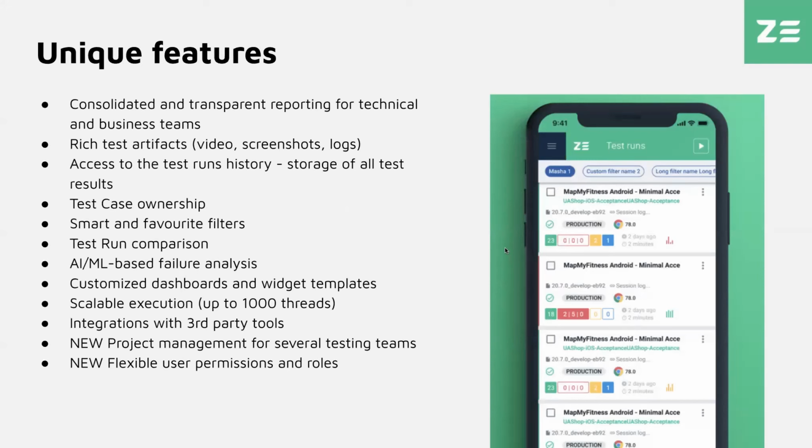Actually, one of the greatest benefits is the consolidated and transparent reporting for different teams, both for business and for technical teams that manage the project. You can get permanent access to rich test artifacts like videos, screenshots, test logs, and access to the test runs history. So actually, all the test results that are reported to Zebrunner are saved there, so you can access them, compare them anytime, check the owner so that you could know who to address if something happens.